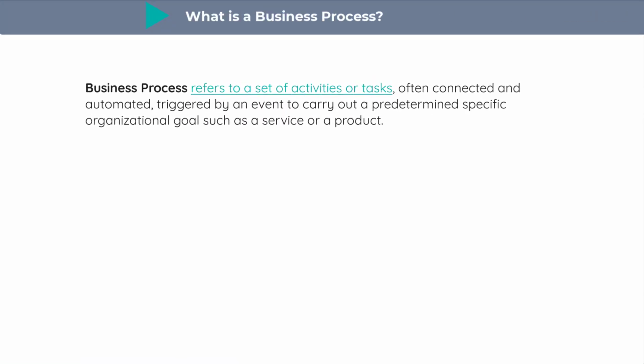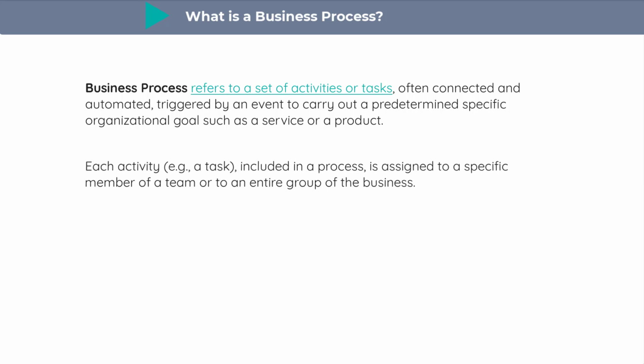Let's start with some business process definitions. Business process refers to a set of activities or tasks, often connected and automated, triggered by an event to carry out a predetermined specific organizational goal, such as a service or a product. Each activity, for example a task, included in a process is assigned to a specific member of a team or to an entire group of the business.